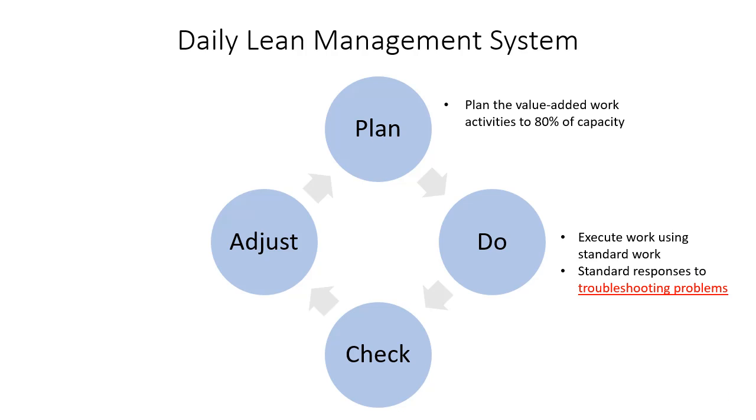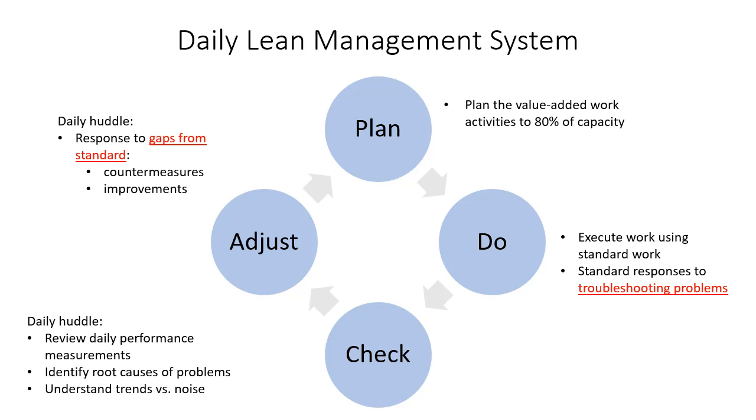The do step is about executing the work. You want to use standard work, which is the best known repeatable way to perform a process. You don't want people with tribal knowledge doing things a little bit differently. You also want to develop standard responses to troubleshooting problems as they occur. If we have a quality problem in accounts payable, what do we do when we encounter the quality problem? You want a standard response.